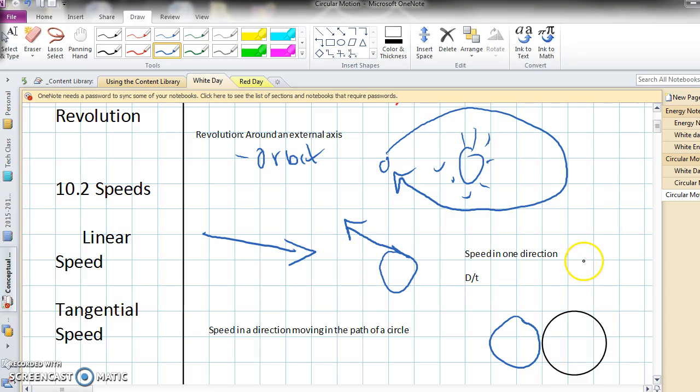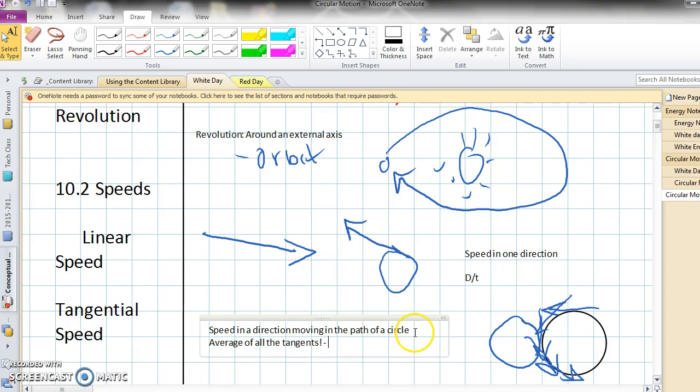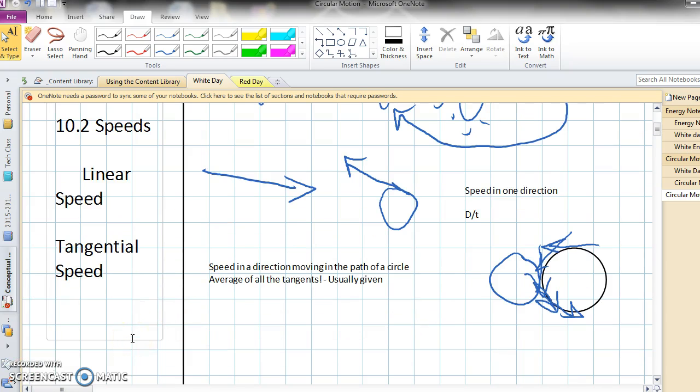At any point on this line, if I draw an arrow, we're going to have an arrow here, and an arrow here. There are ultimately infinite numbers of tangents, so we just find the average of that tangent. They're usually given.